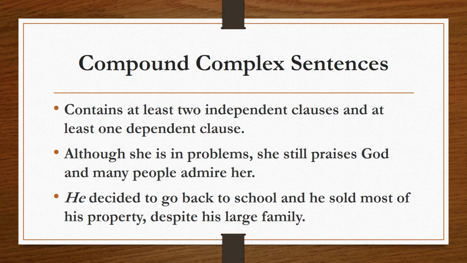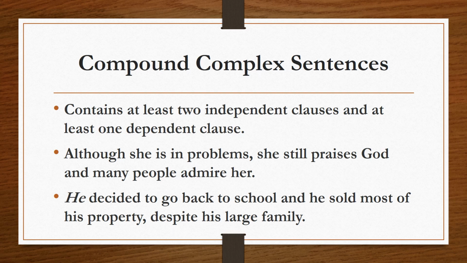So you can see the first part, although she is in problems, is a dependent clause. Then she still praises God. You can see it's a standalone, so this one is an independent clause. Then the last one, many people admire her, is another independent clause. So you can see that the sentence has been joined by a comma, and then we have got the conjunction and. Right? Then let's look at another example.